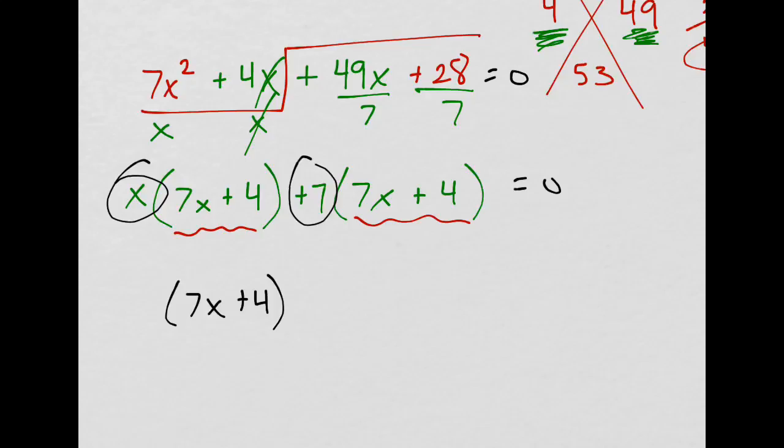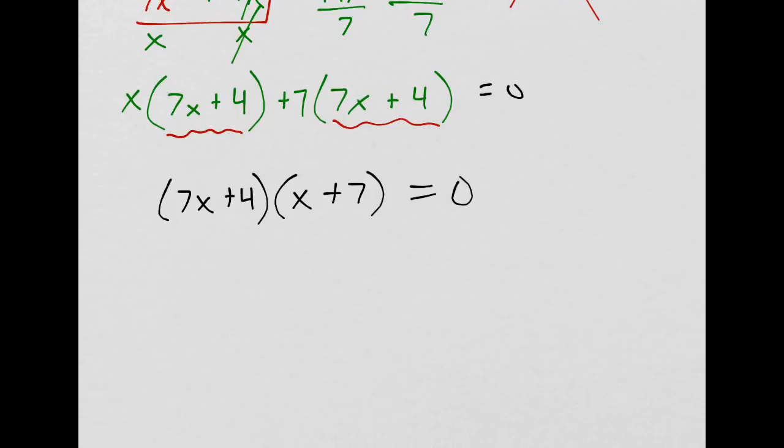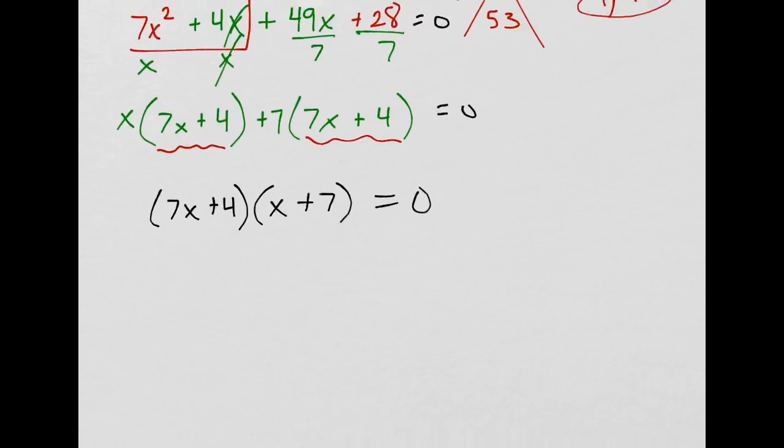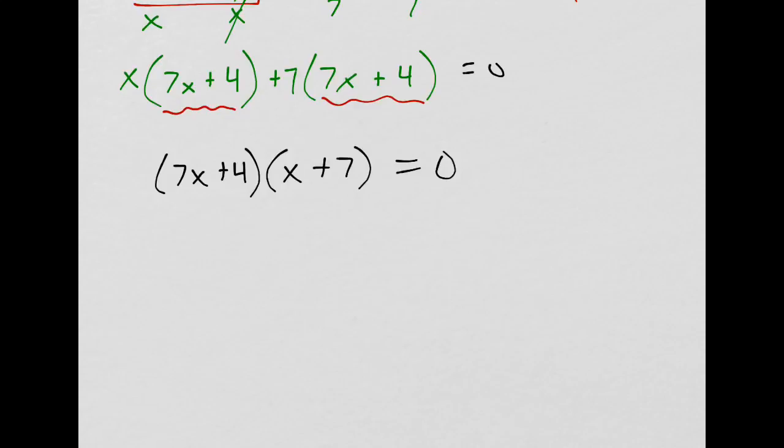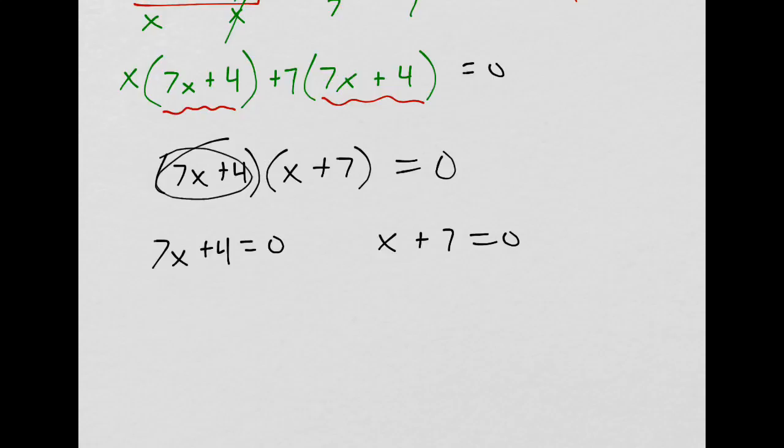And the leftovers, x plus 7. That's equal to 0. Now, to solve, this is the only part that's different from yesterday's stuff. To solve, I set each piece equal to 0. 7x plus 4 equals 0. And x plus 7 equals 0. Because if this thing is 0, then it will be 0 times something, which will give me 0. So that would work. Or if this piece is 0, I would multiply it by this, and it would still change to 0, because 0 times anything is 0. That's called the zero product property.